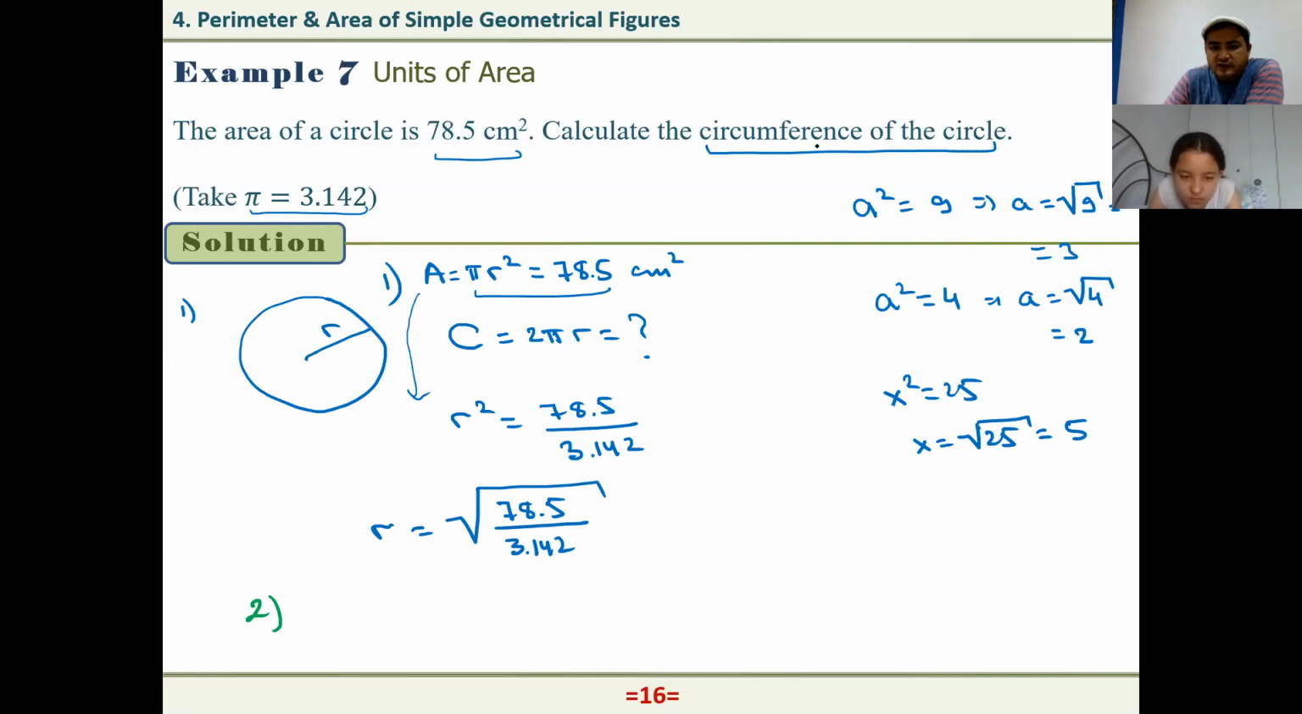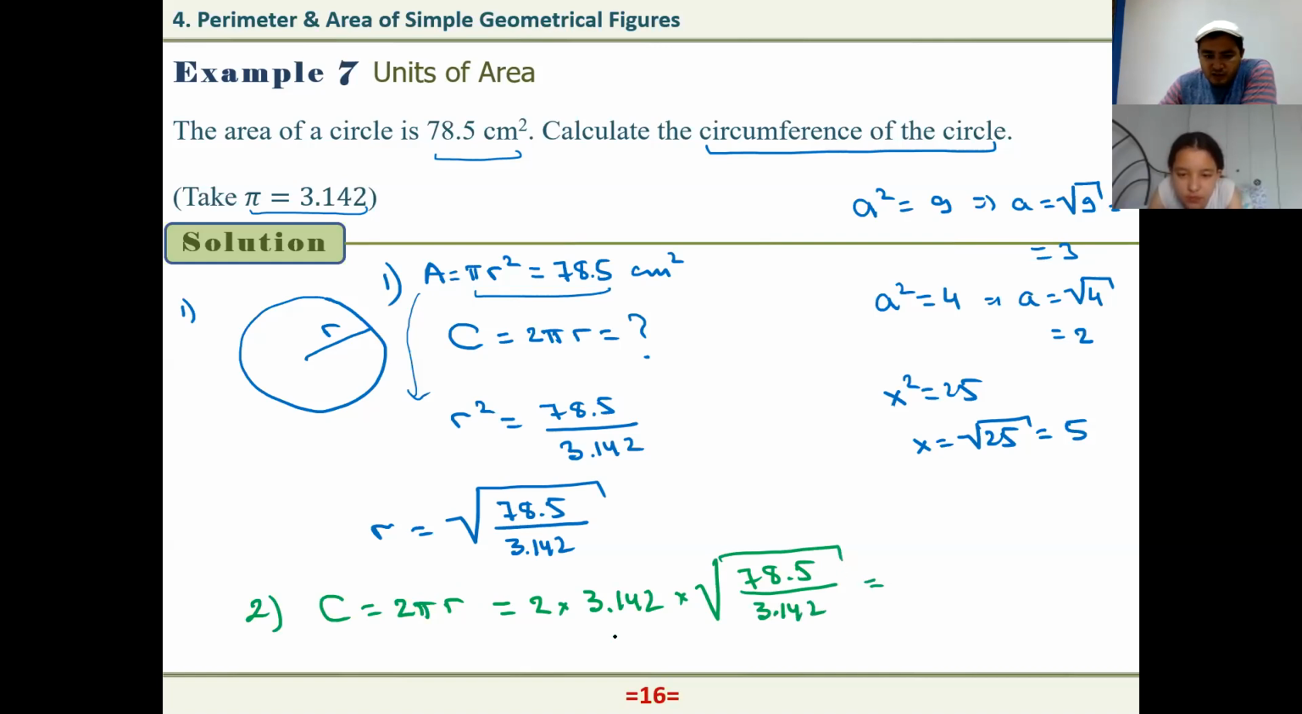And now in the second step, the question is find the circumference, right? We need to find the circumference of this circle. So the circumference equals 2 pi r, which is equal to 2 times, what is pi? Pi equals this, that is 3.142, times, and how about r? R equals this. So I need to write it down here: 78.5 over 3.142.